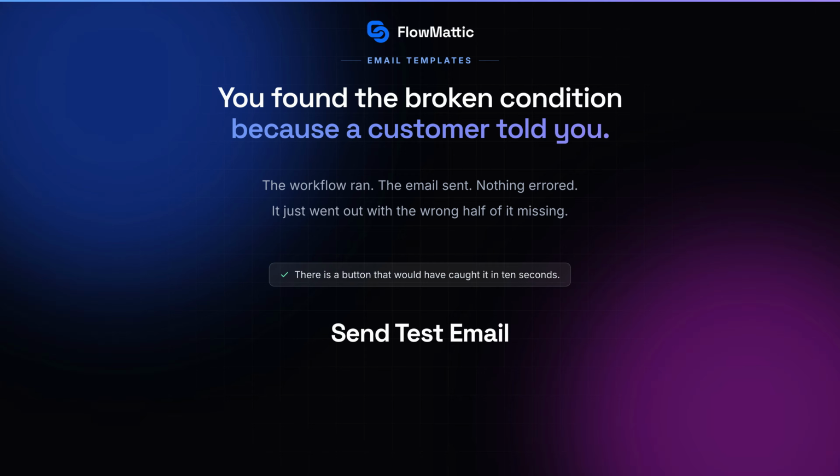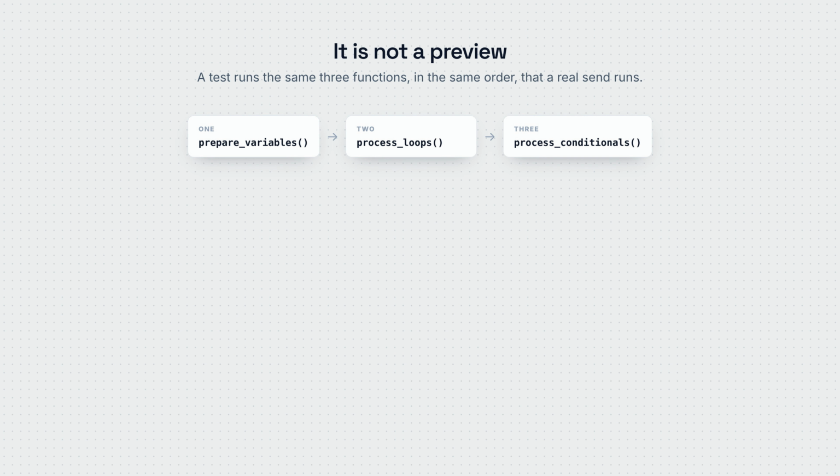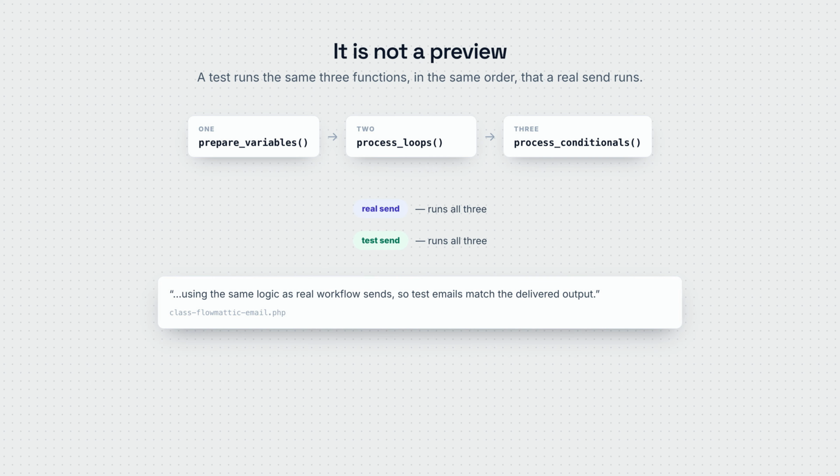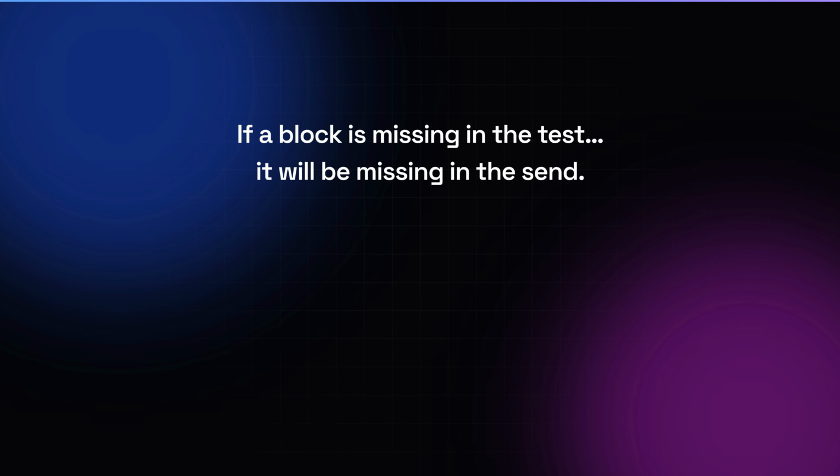Send test email. And the reason it catches things is not that it is a preview, it is that it is not one. When you send a test, FlowMattic runs the same 3 functions in the same order that a real send runs. It prepares your variables, it expands the loops, it resolves the conditions. The comment in the source says it plainly, so test emails match the delivered output, which changes what the button is for. If a block is missing in the test, it will be missing in the send. That is not a preview, that is proof.